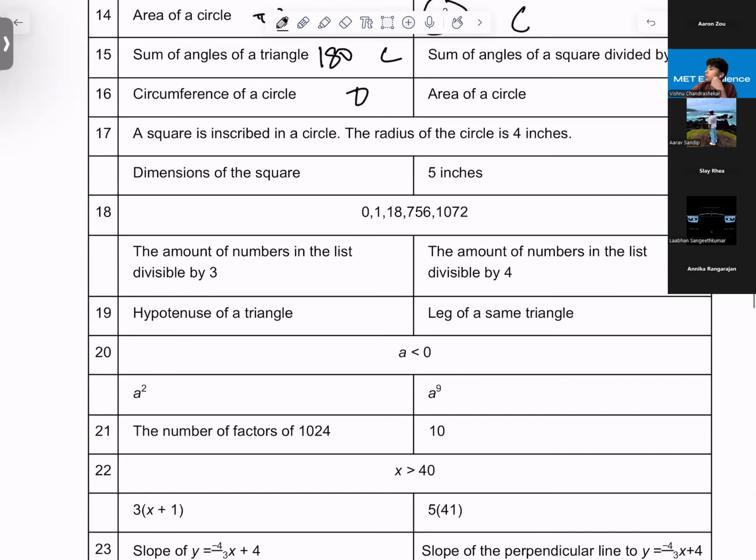For 17, the answer option would be B, because for a square in a circle with a radius equal to 4, the diagonal of the square equals the diameter of 8 inches. So if the diagonal equals 8, then the sides will be 4 square root 2. Okay.